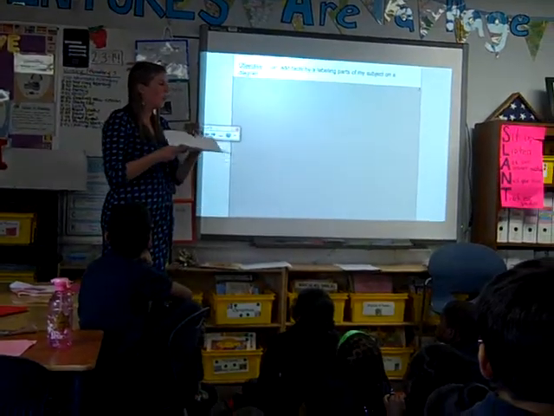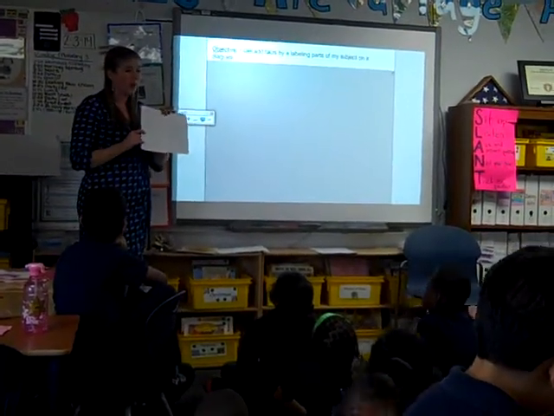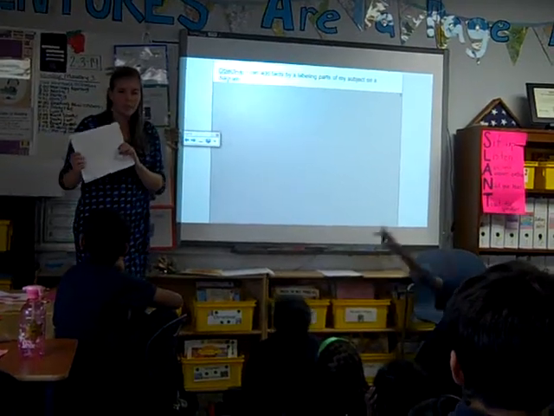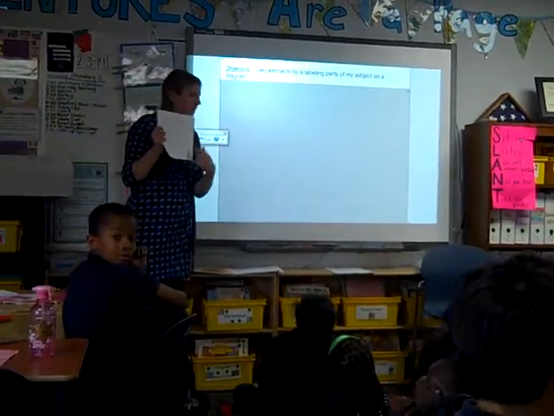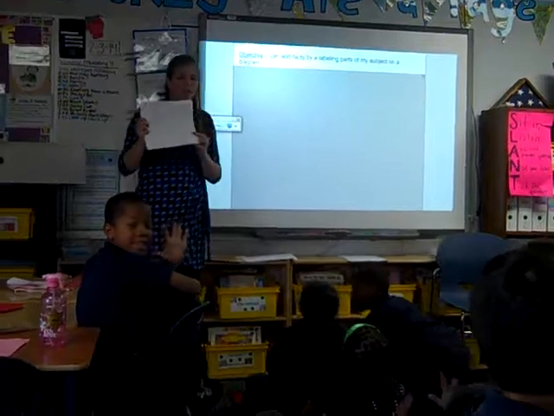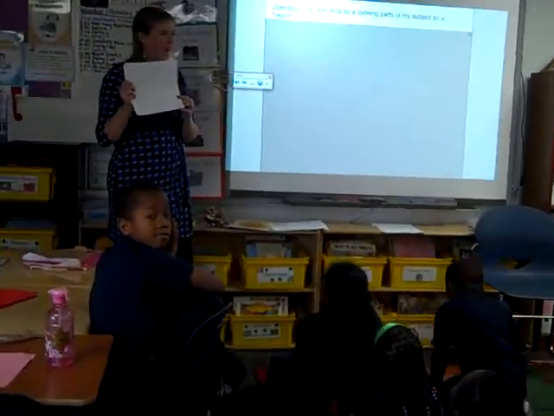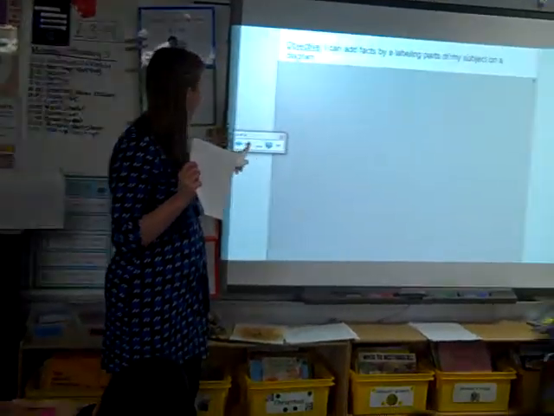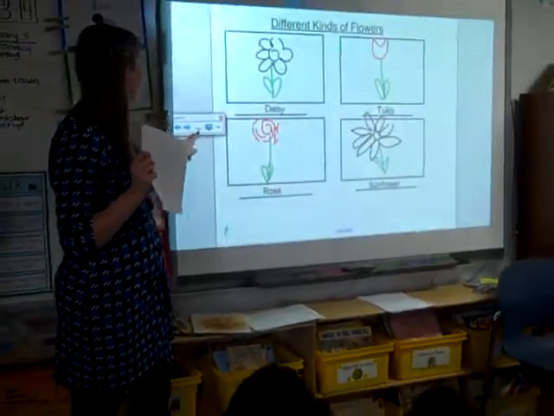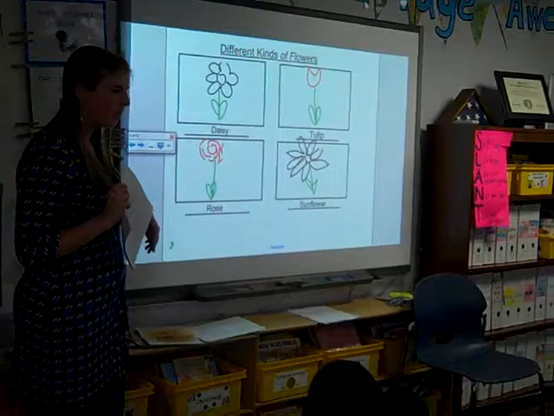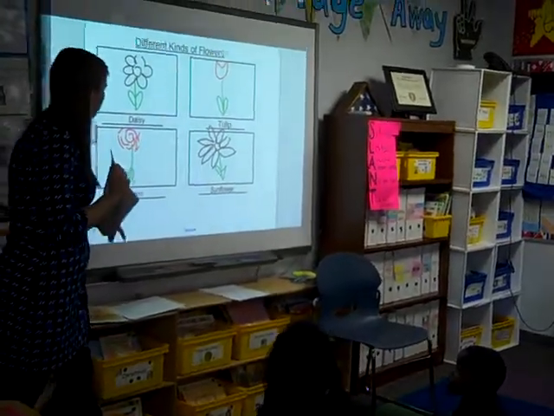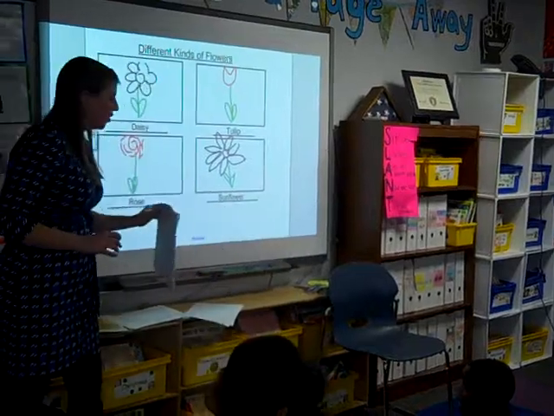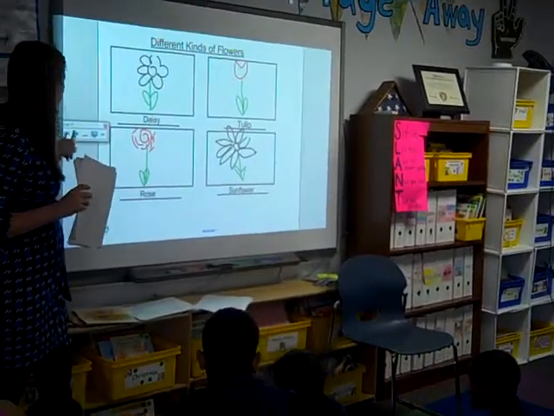Of course, last week we discovered that authors of All About books sometimes use a page where they describe different kinds of things. We saw different kinds of dogs in some of these All About books, and I even made a different kinds of flowers page for my All About book. So today we are going to learn about another type of chapter that authors use.